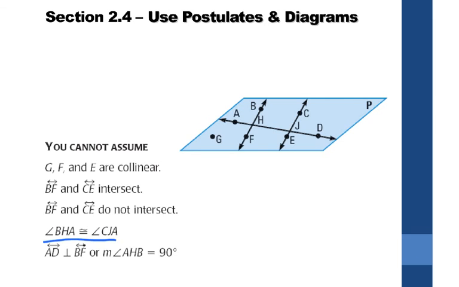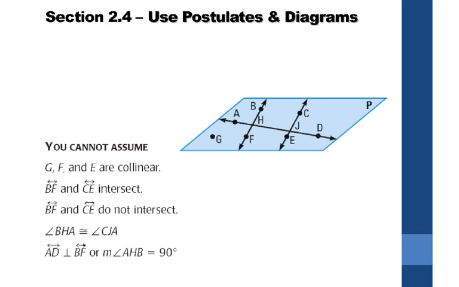Okay, let's look at the next one. Angle BHA and CJA are congruent. So let's look at those. BHA right here and CJA right here. We cannot assume those two angles are congruent because they do not have the angle markings like I just drew on here. If they did, we could assume that they're congruent.